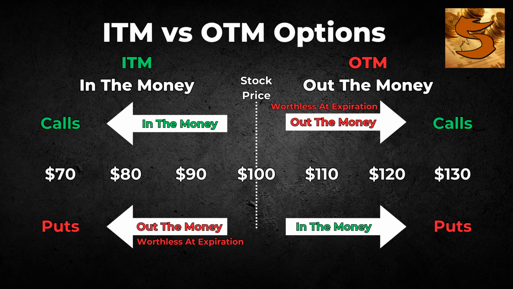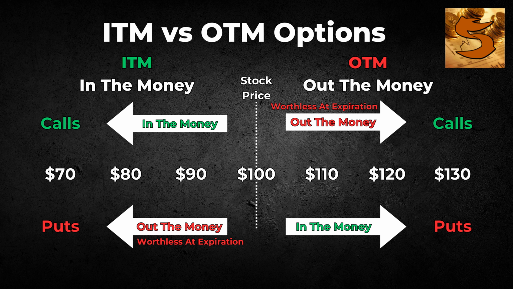And this graph here will show you whether each strike will be considered in the money or out of the money based on its position to the stock price. So let's look at the calls first. The strikes of 70, 80, and 90 will be considered in the money because the strike price will be lower than the stock price, while strike prices of 110, 120, 130 will be out of the money because the strike price will be higher than the stock price.